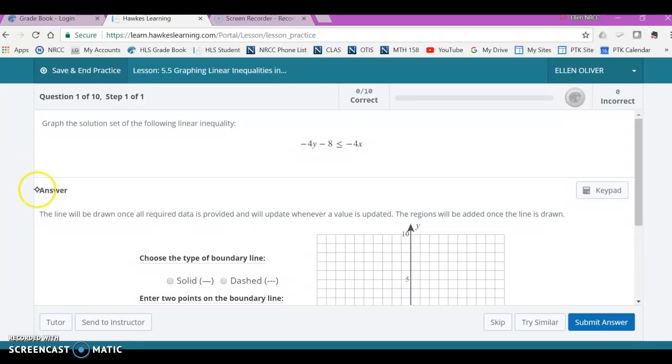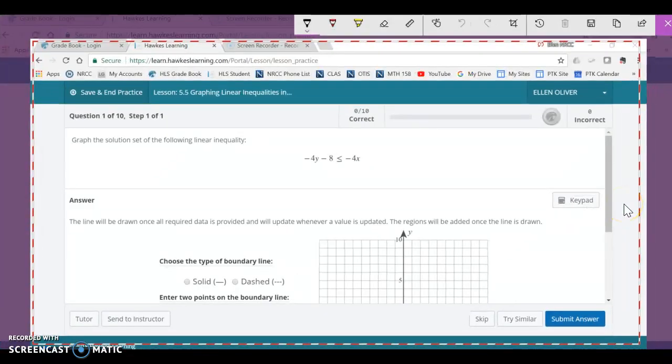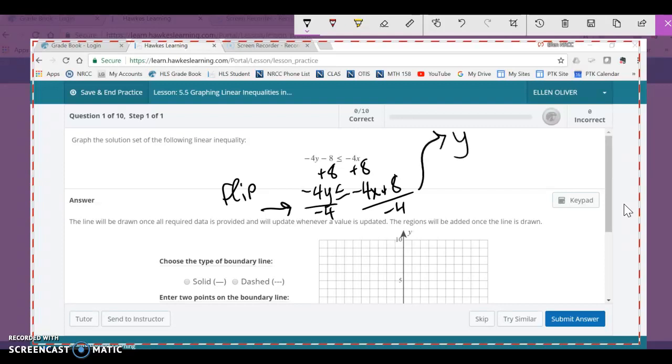So we add 8 to both sides. So I've got negative 4y less than or equal to negative 4x plus 8. Divide both sides by negative 4. And when you divide by a negative, you're going to flip the inequality symbol. So instead of less than or equal to, it's going to become y greater than or equal to. Negative 4 divided by negative 4 is 1x. Positive 8 divided by negative 4 is minus 2.